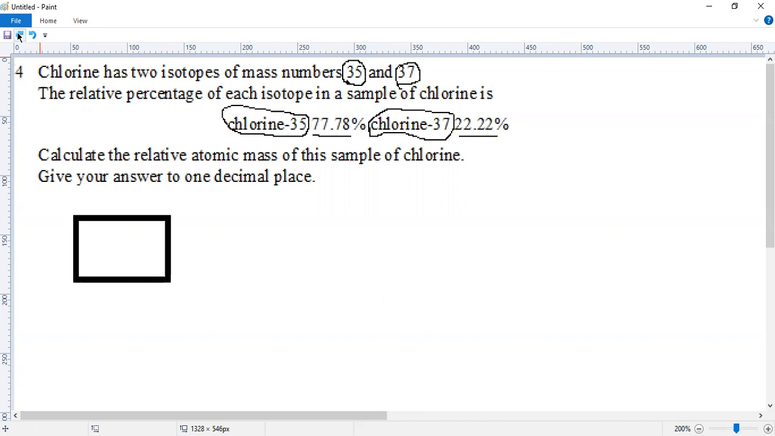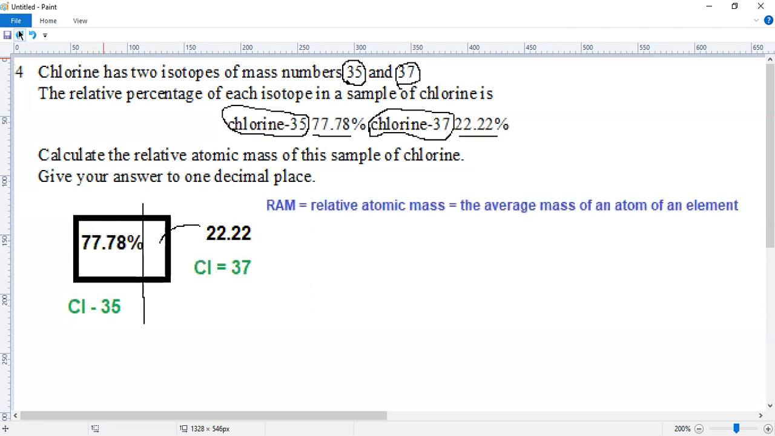Now, if you take this into a diagram like this, if this rectangle shows 100% of chlorine atoms, the bigger part on the left-hand side is, let's say, 77.78, and the other part is 22.22. Now, this 77.78 comprises chlorine 35. 22.22 is for chlorine 37.